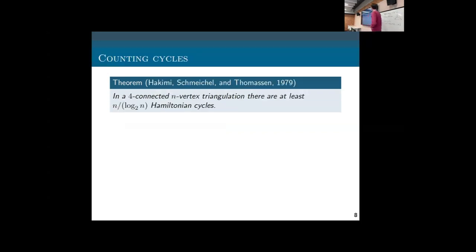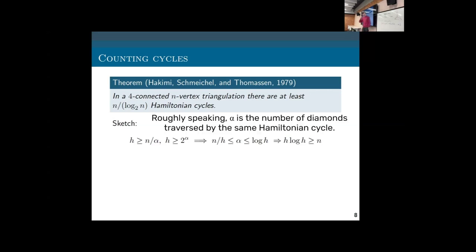Okay. So this is one such enumeration theorem, Hakimi-Schmeichel-Thomassen, that we have n over log n Hamiltonian cycles in these four connected triangulations. So this is kind of the first step. We have Whitney, which said 1. We have actually n over log n. Let me give a brief sketch of the proof. Let H be the number of Hamiltonian cycles. Now this is the order. Alpha shall be the following.